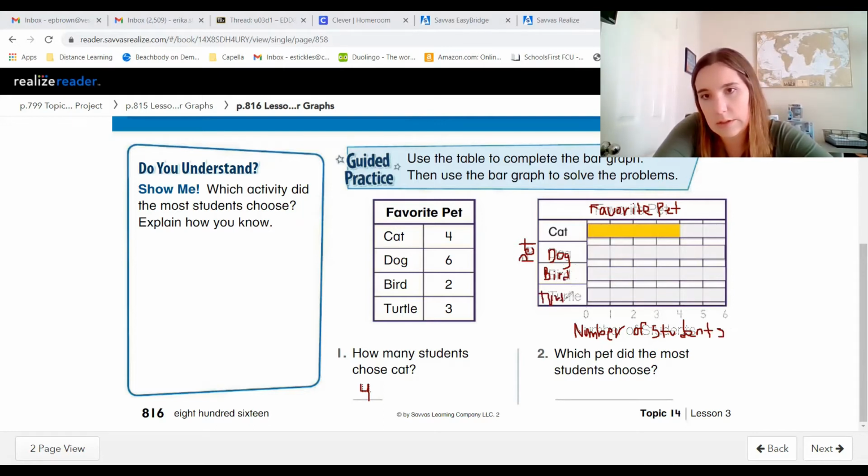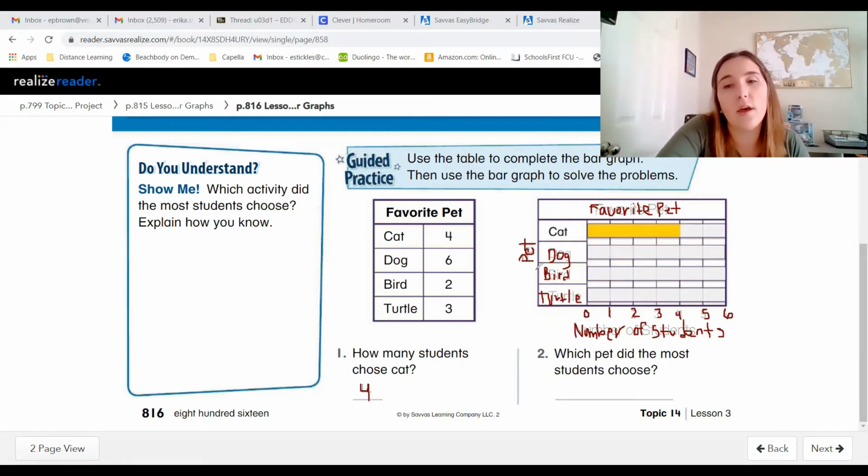Turtle, there we go, turtle. And then I have a choice of 0 students, 1 student, 2 students, 3 students, 4 students, 5 students, and 6 students. And now we're going to take the data from the table and fill in the bar graph with it to show how many students picked each pet.